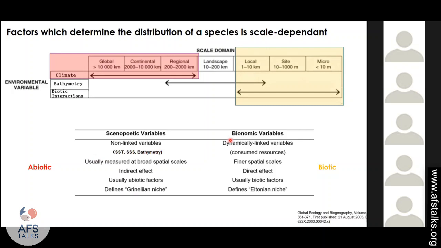According to Hutchinson, the synoptic variables, that is non-linked variables like sea surface temperature, salinity and bathymetry, are all measured at broad spatial scales because they are all abiotic factors. The niche that we are defining there is a Grinnellian niche. In the case of linked variables, or biotic variables, we account for them while selecting a micro scale or a local scale. That will be an Eltonian niche.